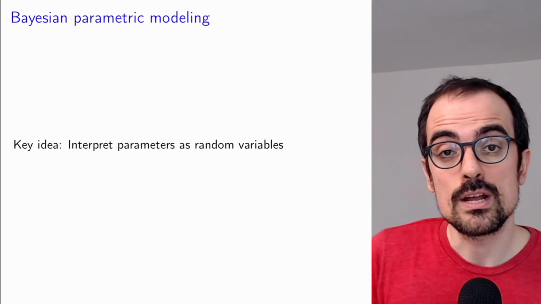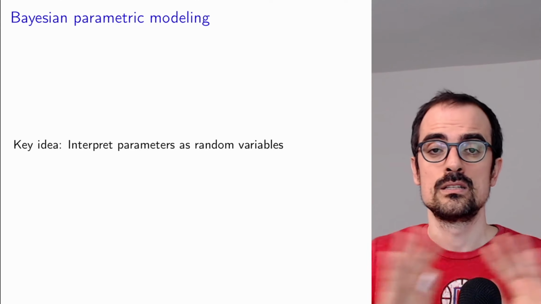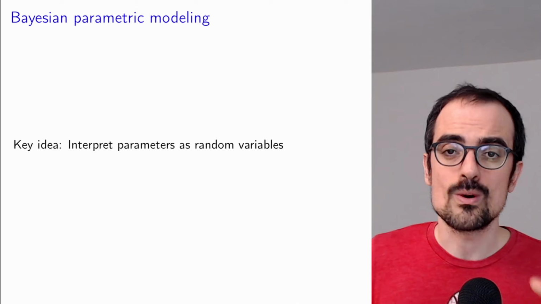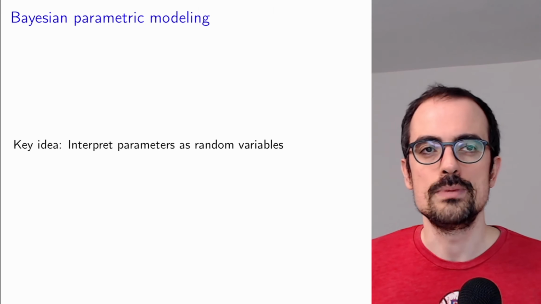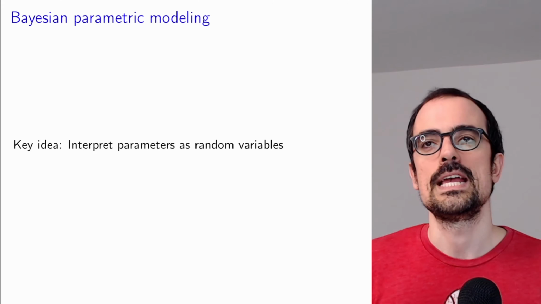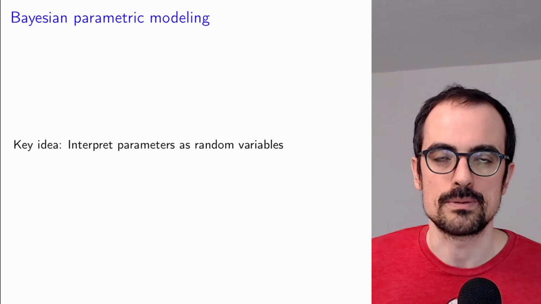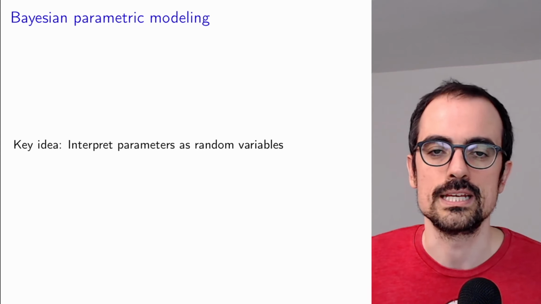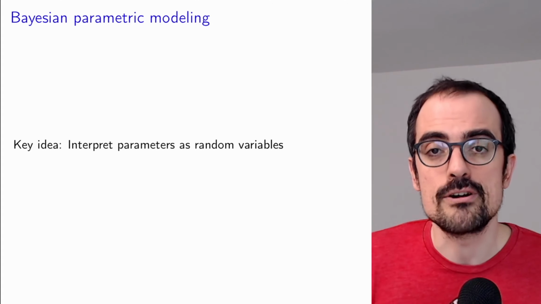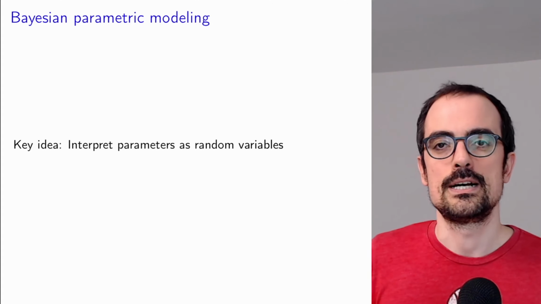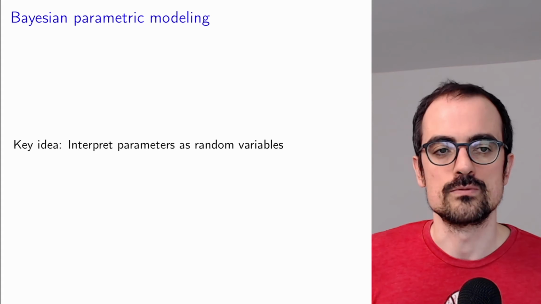But in that framework, the parameters are just deterministic. There's no uncertainty associated to the parameters, which doesn't allow us to be flexible about making probabilistic statements about the parameters, which is quite important, as we will see in a moment. And also it does not allow us to incorporate prior information about the parameters, which can often be very useful.